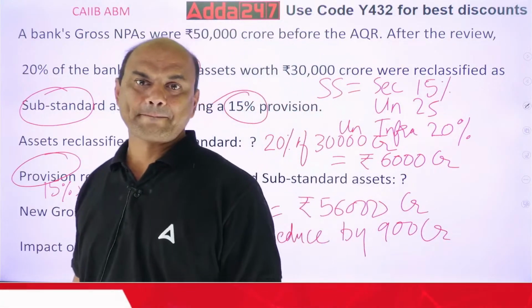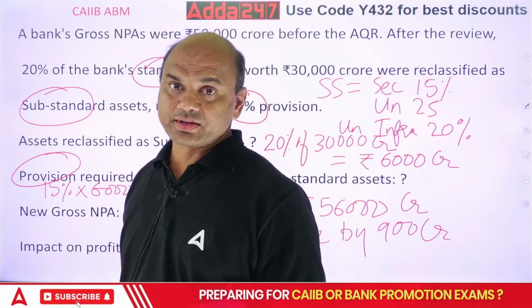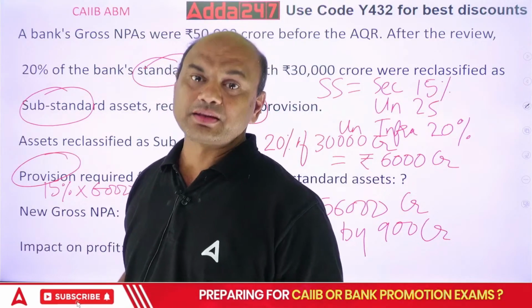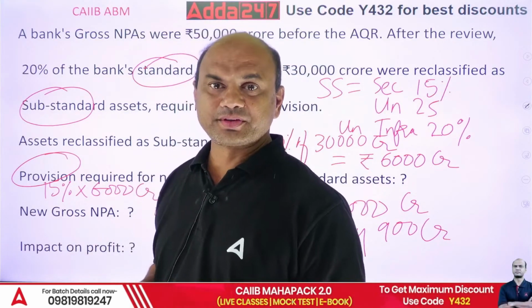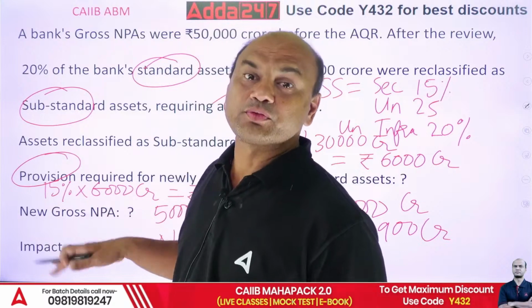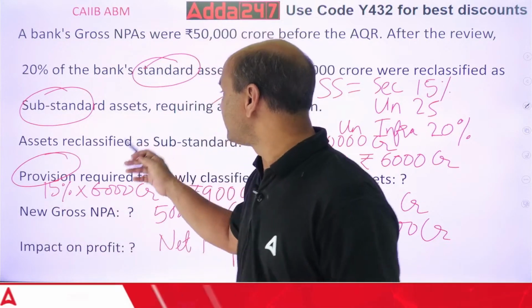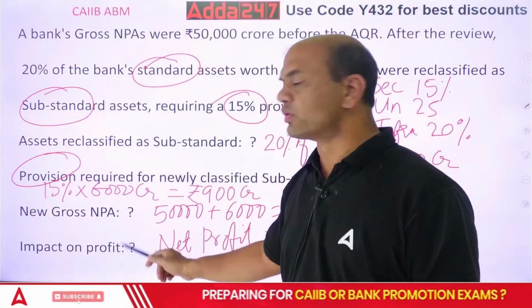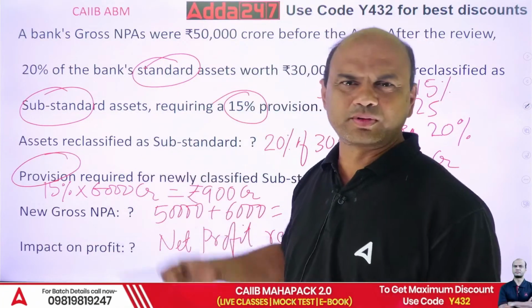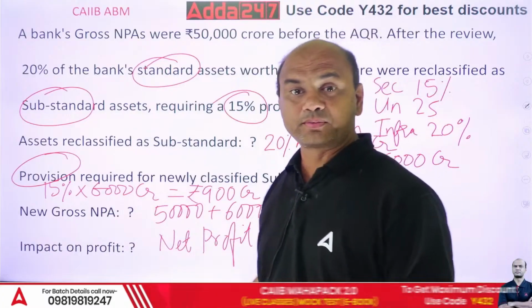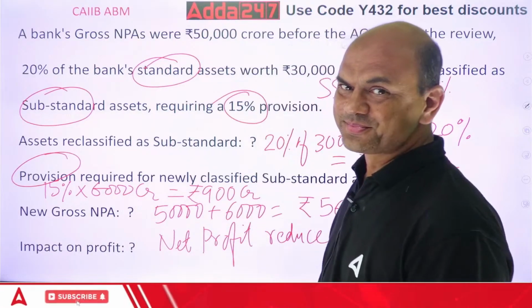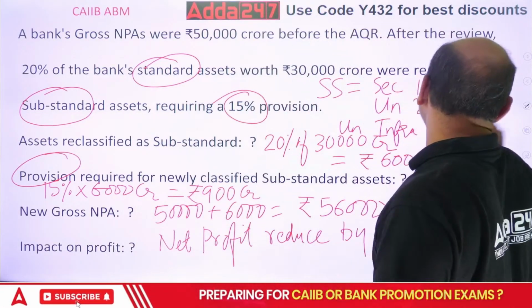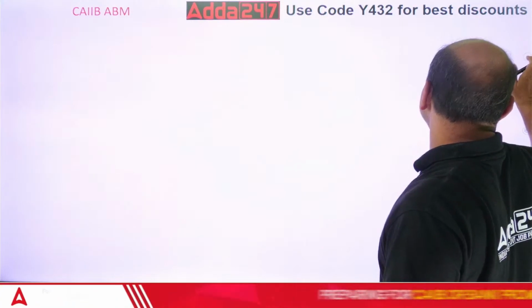Okay? Got it, everyone? This numerical is asked in the exams, and something more will be asked for 5 marks. 1, 2, 3, 4, and 1 more will be added. So that becomes 5 marks. Okay? Classification, NPA, stressed assets is a huge topic.